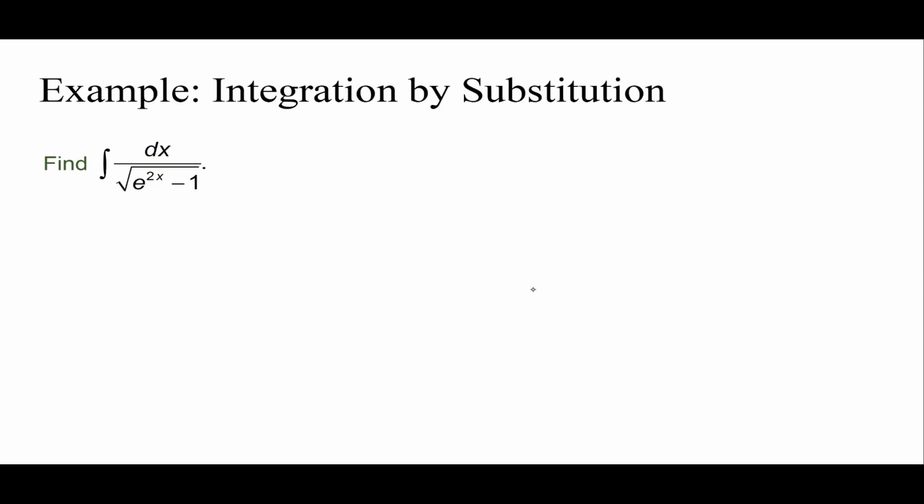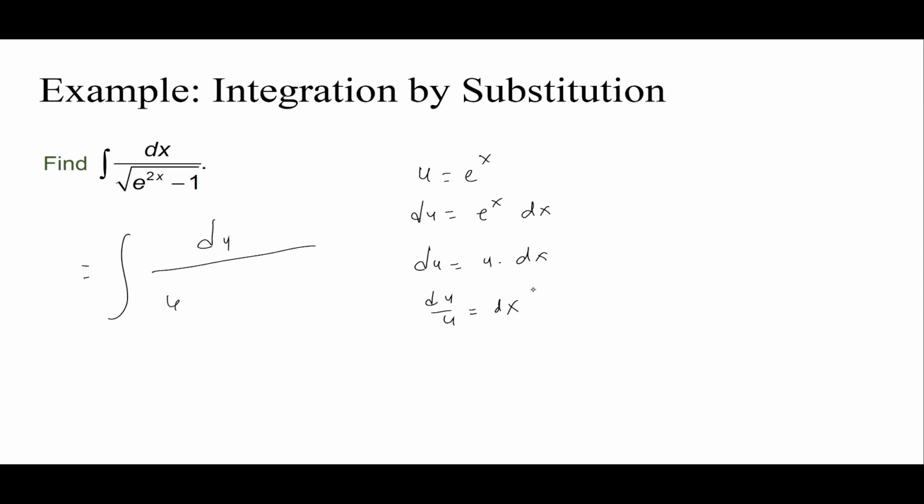You can say, let's say u equals e to the power x, and then do the substitution du equals e to the power x dx. Since e to the power x is u, so du equals u times dx. So du over u equals dx. So we can change this problem into du over u times the square root of u squared minus 1 squared.